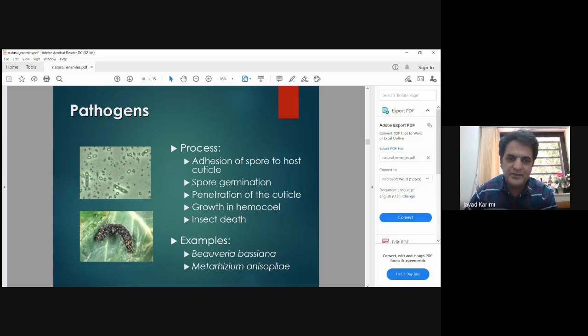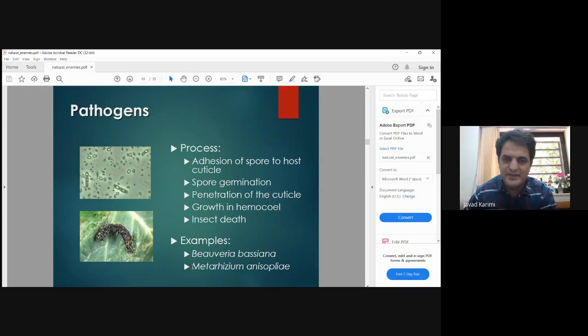Here you can see a fungus. This is the spore of the fungus. You can see a thin spore of the fungus. This thin spore adheres to the host, germinates, penetrates, grows in the hemocoel of the insect, and finally kills the larvae. A main example of this group is Beauveria bassiana. Beauveria bassiana is the key fungal pathogen of insects, which is used as biological control.